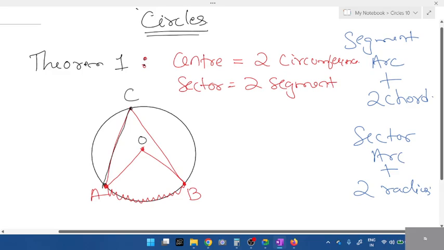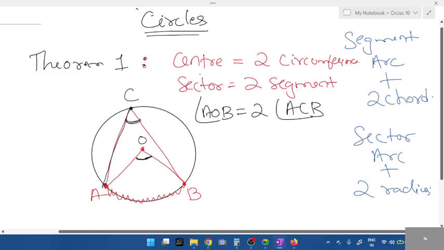AC and AB. So the formula is the angle formed in the sector. Look at the angle subtended. What's the angle formed in the sector? Angle AOB is equal to 2 times. What's the angle formed in the segment? This is the formula.